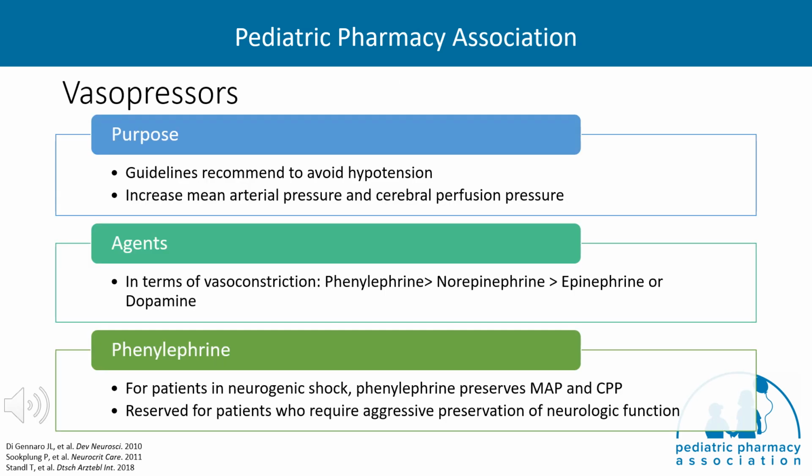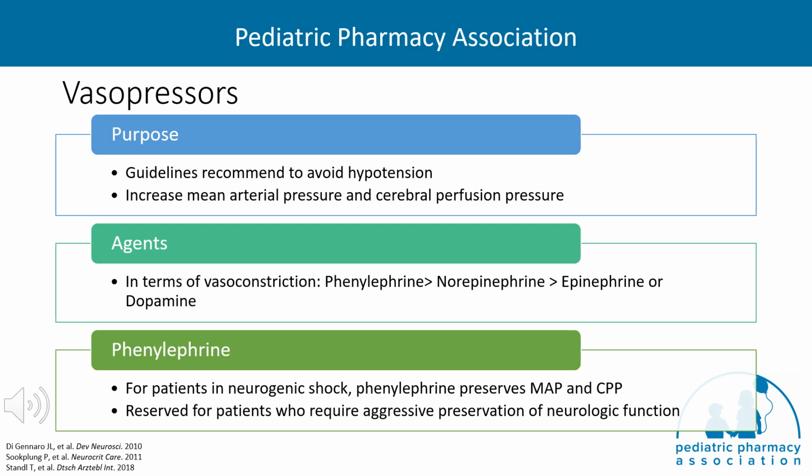The guidelines recommend using vasopressors in order to avoid hypotension, and this is to ensure that we are maintaining mean arterial pressure and cerebral perfusion pressure. In terms of agents, we want to think about the level of vasoconstriction that we're wanting, with phenylephrine being the most potent vasoconstrictor, followed by norepinephrine, and then epinephrine and dopamine.